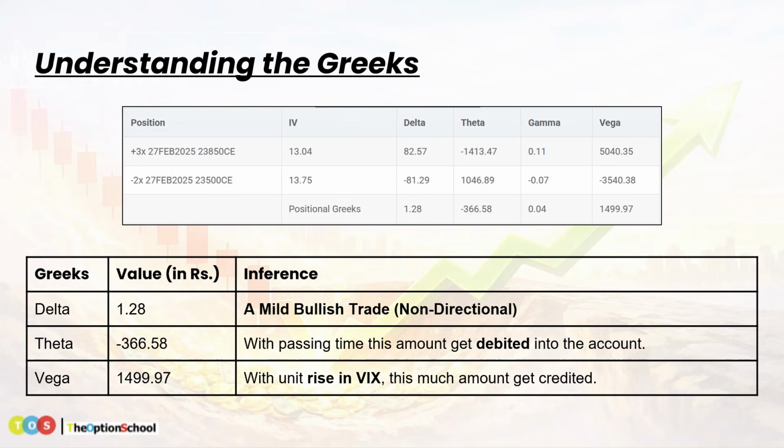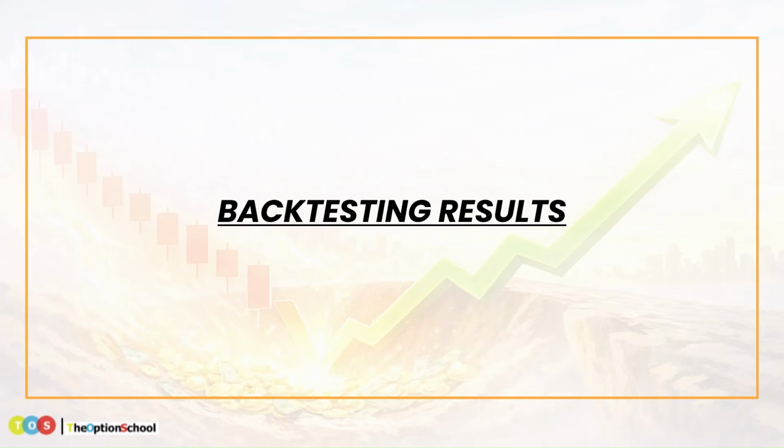Theta obviously is negative in this trade because we are selling 2 lots but buying 3 lots. So theta is negative and Vega is positive. So if VIX rises during the day, it can be a good profitable trade in the same day itself. Hope it is very clear to you.